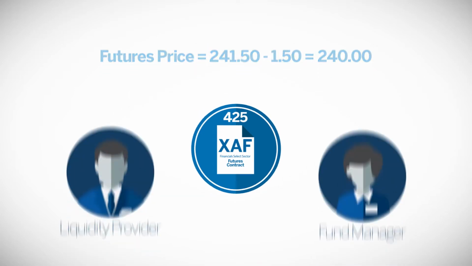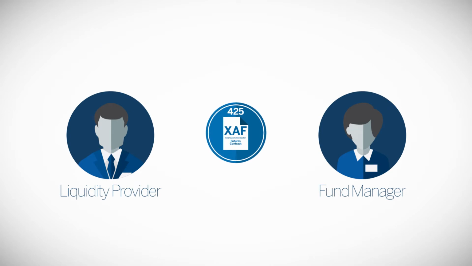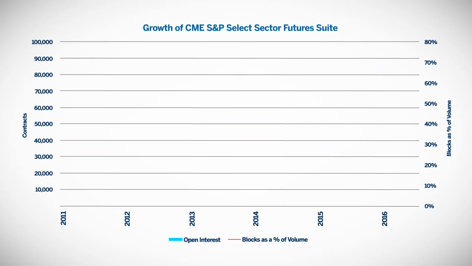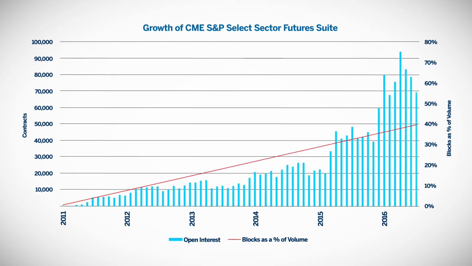via the BTIC block. This enables a fund manager to execute a full order in one trade with price certainty and encourages a dealer to trade more size via BTIC as a result of the hedge certainty provided by transacting stock in the MOC auction. But don't take our word for it. Look how blocks and BTIC have allowed our select sector futures complex to grow.